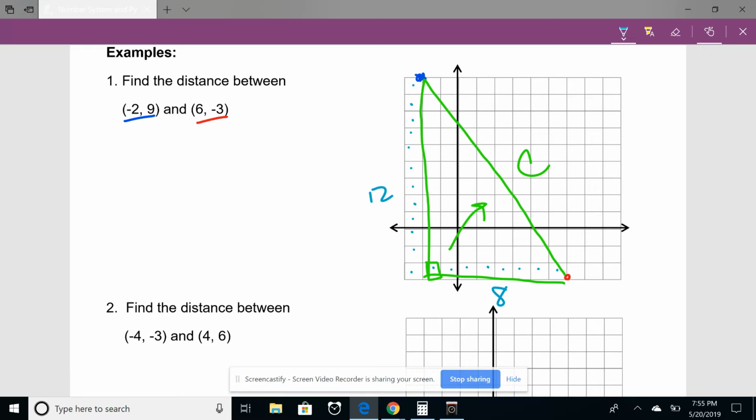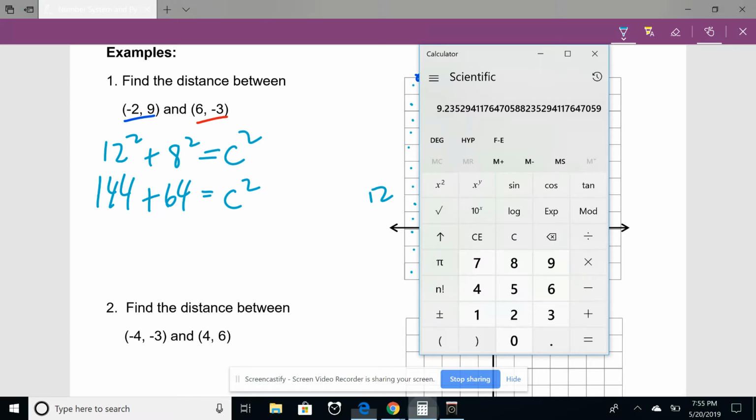That's my other leg. So Pythagorean's theorem, 12 squared plus 8 squared equals C squared. 144 plus 64 is C squared. 144 plus 64 is 208.